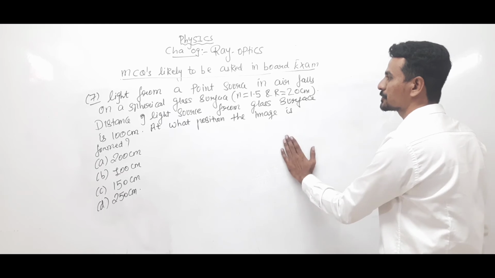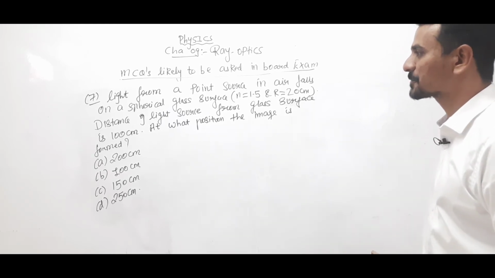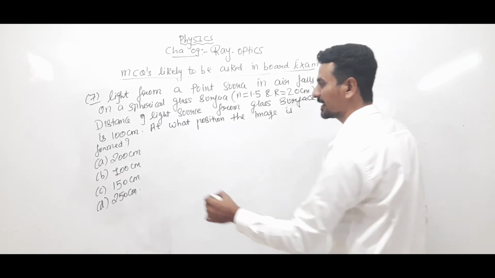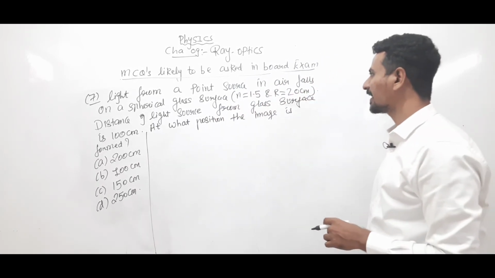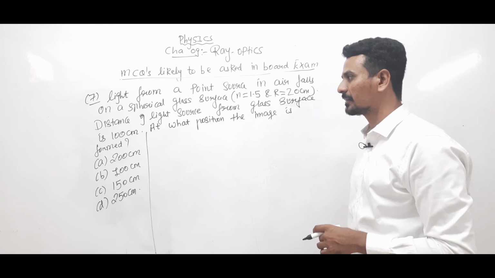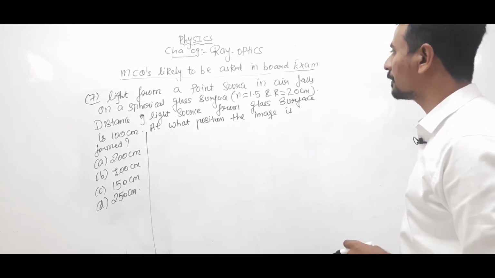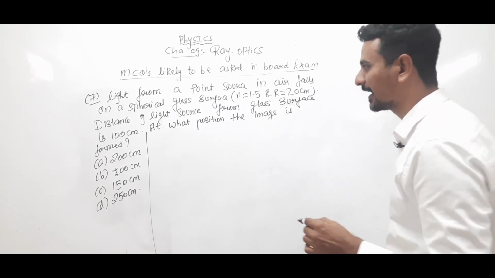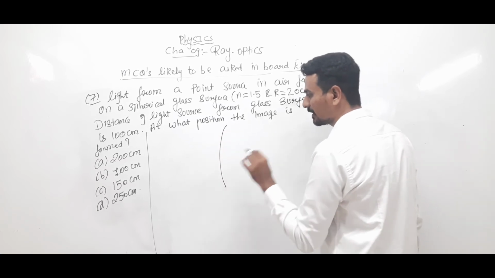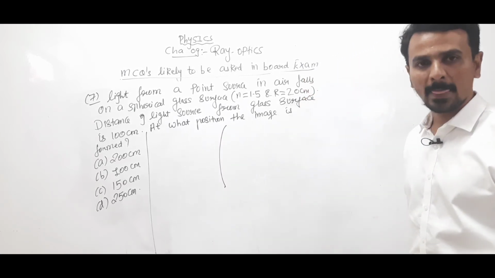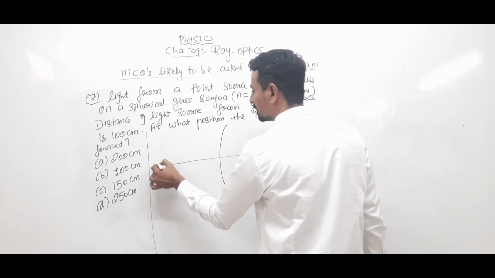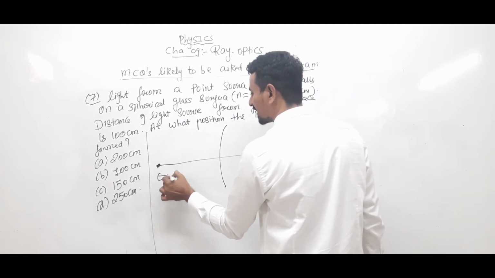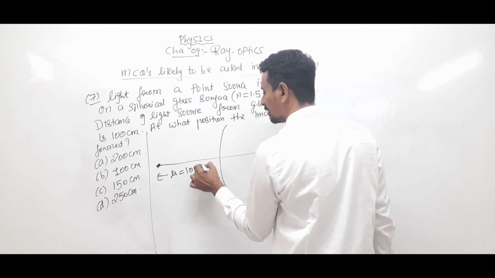Light from a point source in air falls on a spherical glass surface. A single spherical surface of refractive index 1.5 and radius of curvature 20. The distance of the light source from the glass surface is 100. That means this is a single refracting surface, the light source is placed over here, so the object distance is given as 100.